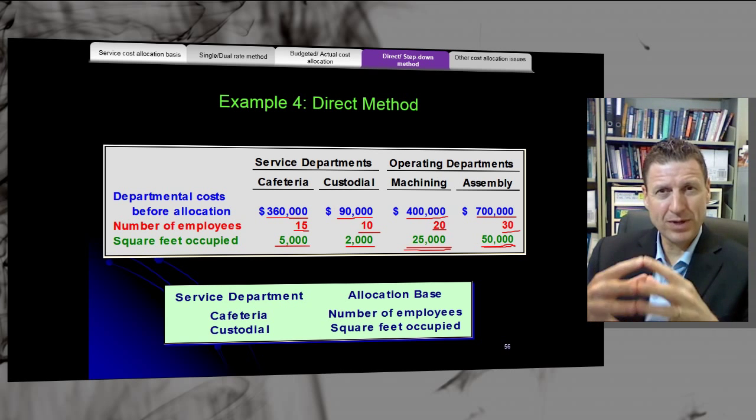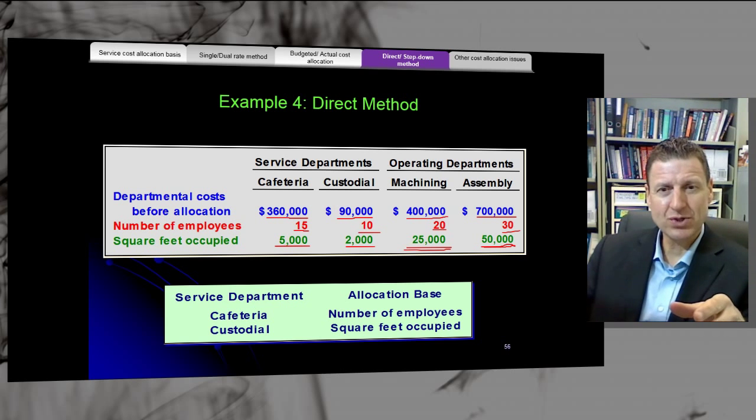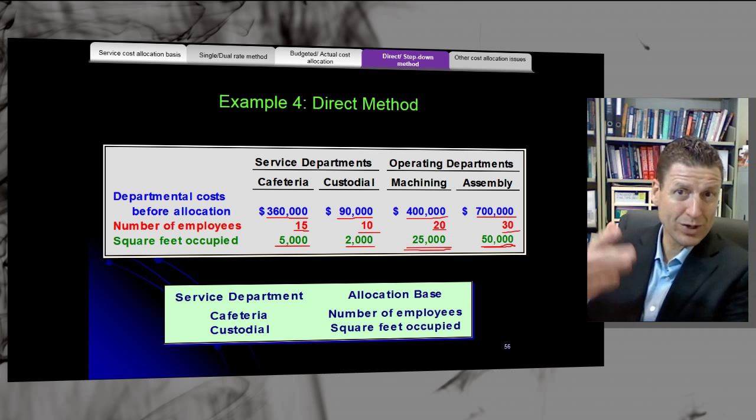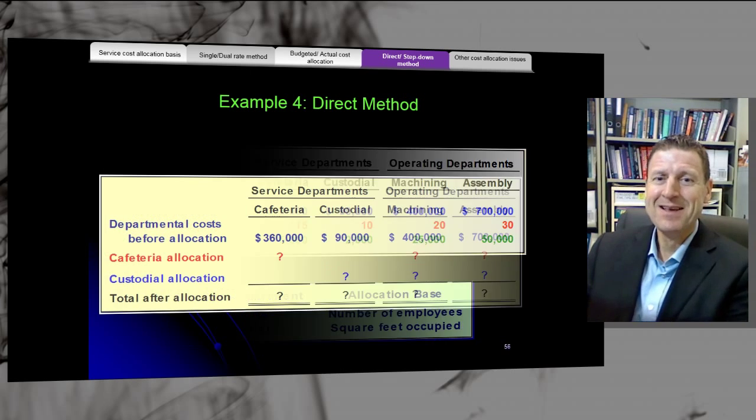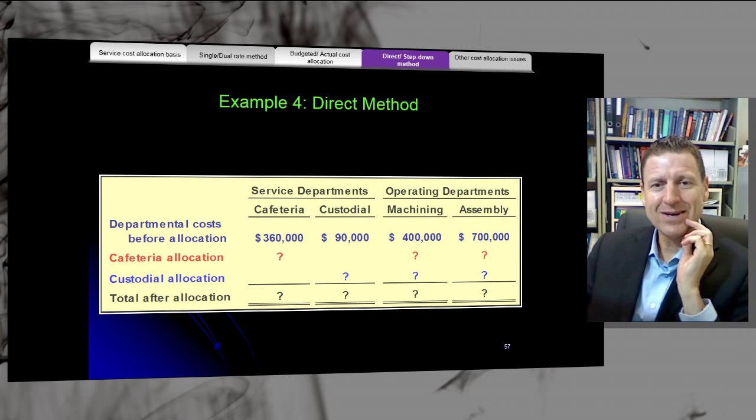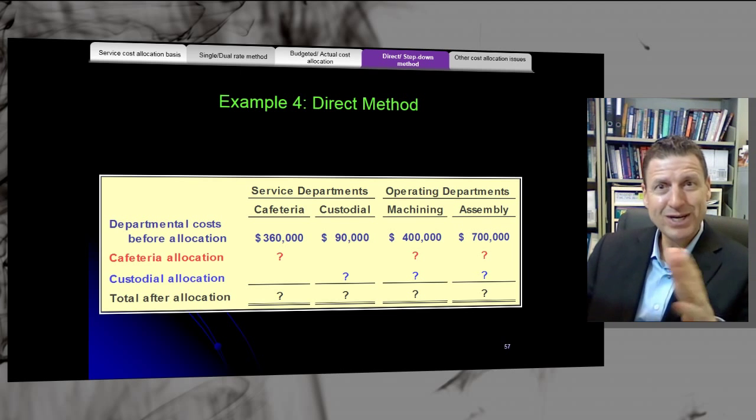And then that will help guide you in terms of the choice of the allocation base. So immediately you can see with custodial, we'll probably be allocating on total square feet, which is 75,000, so therefore assembly is going to get 2/3 and machining is going to get 1/3. So let's have a look at the calculations. I think you've worked it out already, haven't you? Okay, so direct method, we want to allocate cafeteria and custodial to machining and assembly.